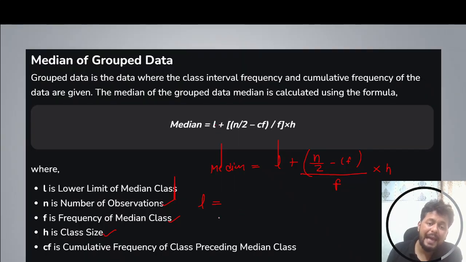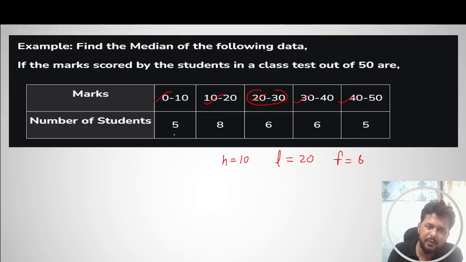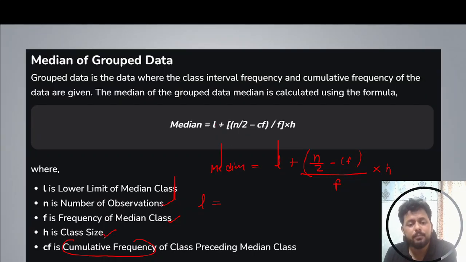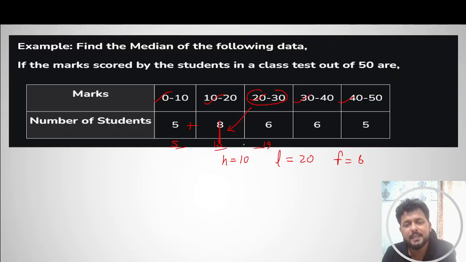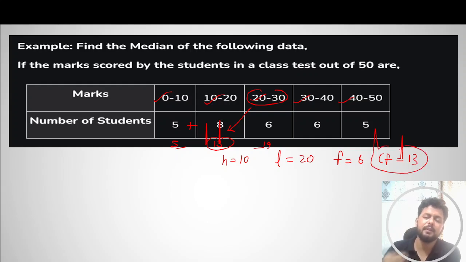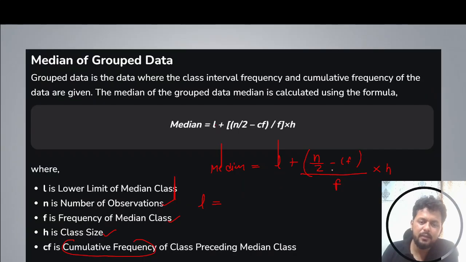Then we have another term called cumulative frequency. What is the cumulative frequency? For this class it is 5, for the next it is 5 plus this, adding these two we get 13. Then adding this again, we get 19. These are the cumulative frequencies. We have to choose the cumulative frequency of the class just before the median class. Preceding the median class, that is 13. So CF in this formula is 13, the cumulative frequency of the previous class.